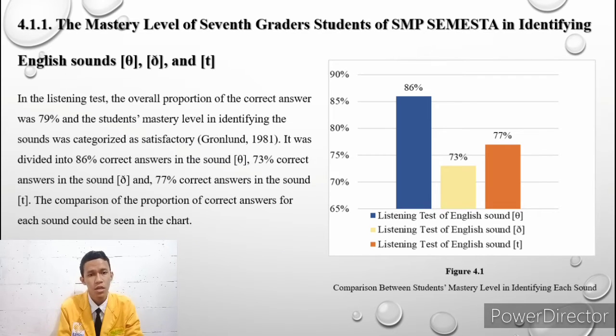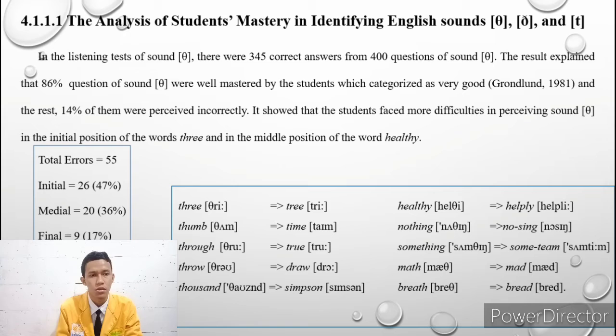Based on the chart, the student mastery level in identifying sound th was categorized as very good, while the sound th was categorized as very weak, while the sound th was categorized as satisfactory. And then the analysis of student mastery in identifying English sound th.